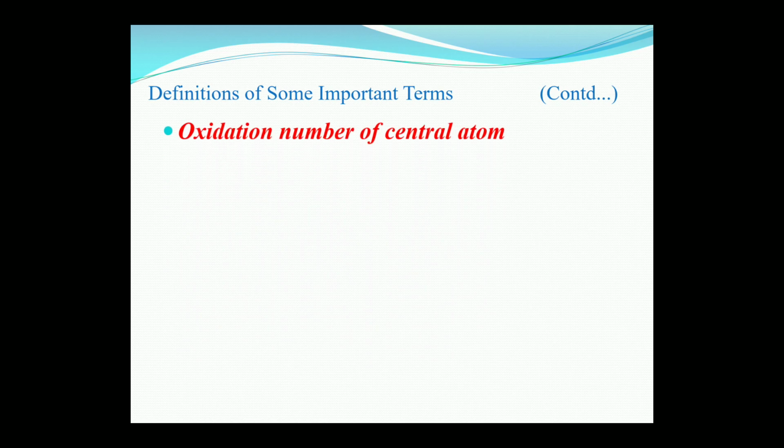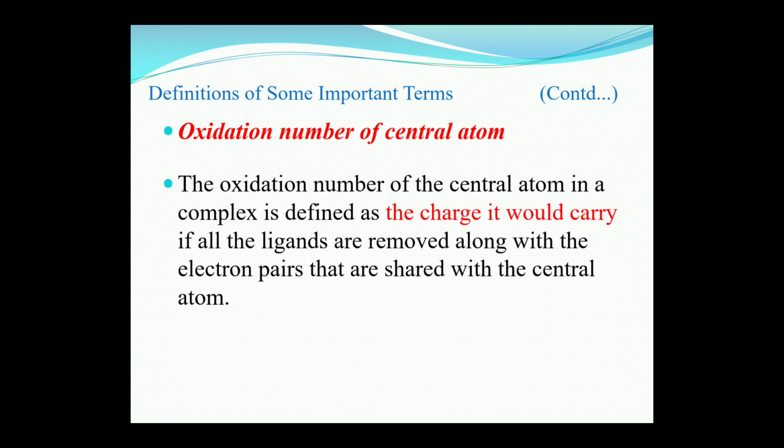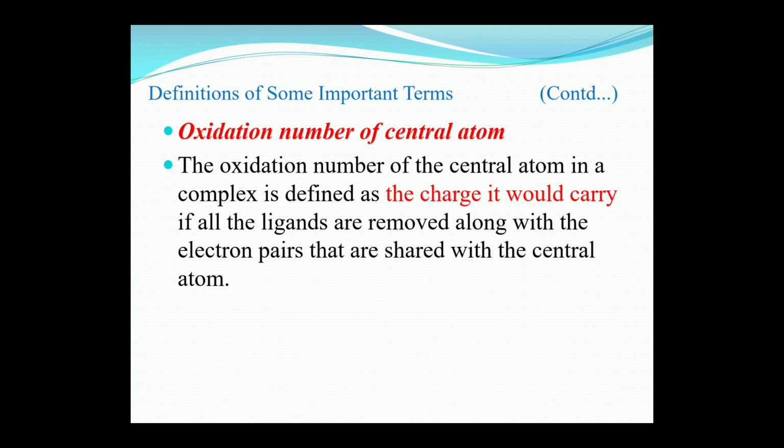Now a few common important definitions, that is, the oxidation number of the central atom. Last time, in my first video, I discussed what ligands are, what the central atom is, what complexes are, and how they get formed. So now we are going to discuss the oxidation number of the central atom. The oxidation number of the central atom in a complex is basically defined as the charge it would carry if all the ligands are removed along with the electron pairs that are shared with the central atom.